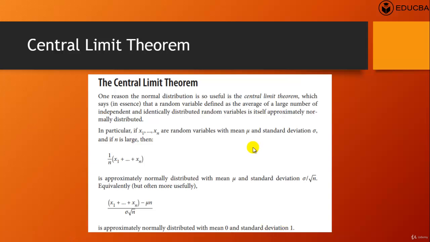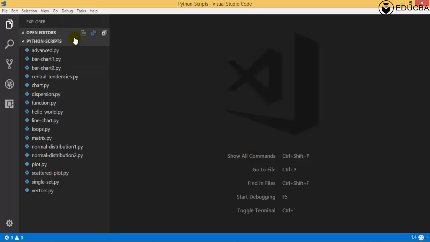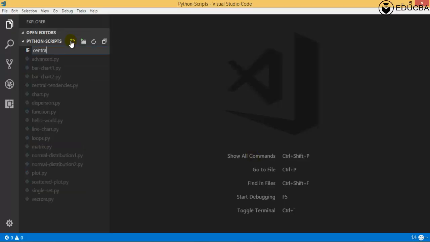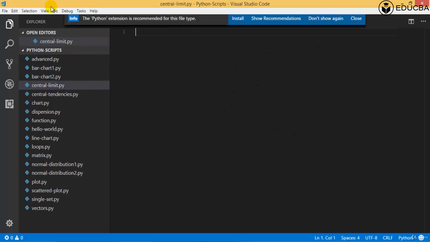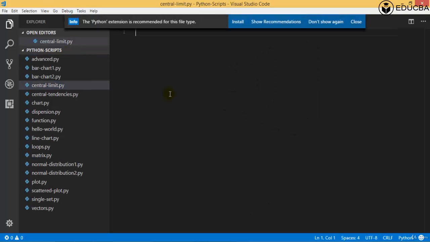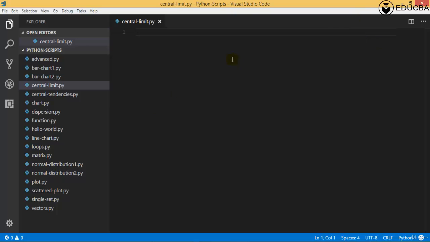So let's get started with the coding of the central limit theorem. This is my code base, and here I create a file named central_limit.py representing the central limit theorem. Starting with the import libraries, the first library which we need is import numpy as np. NumPy is a numeric library which is needed for Python, and the abbreviated alias I'll take as np.